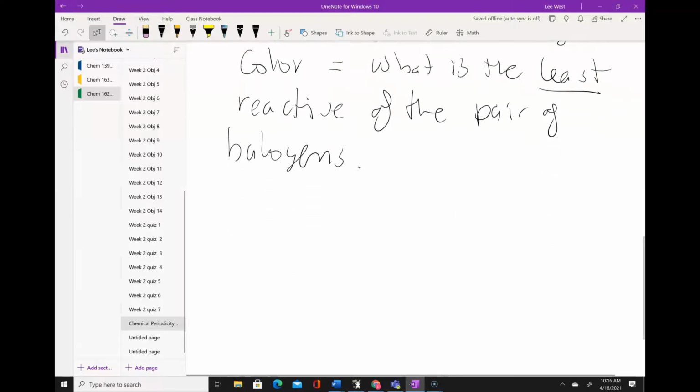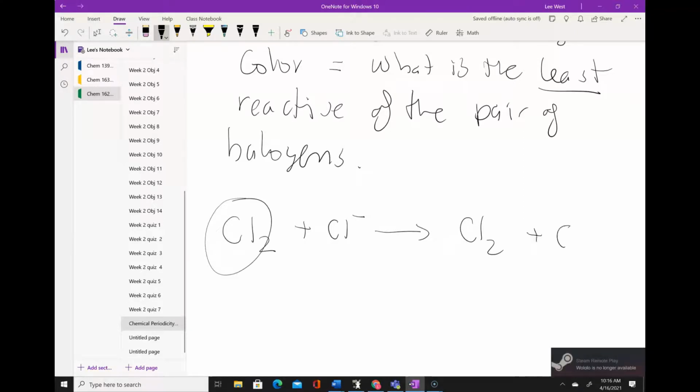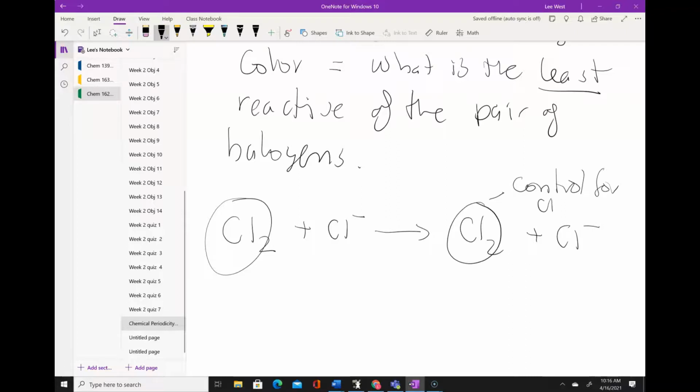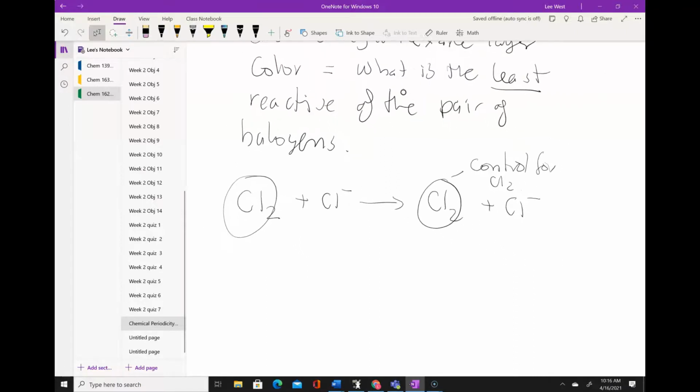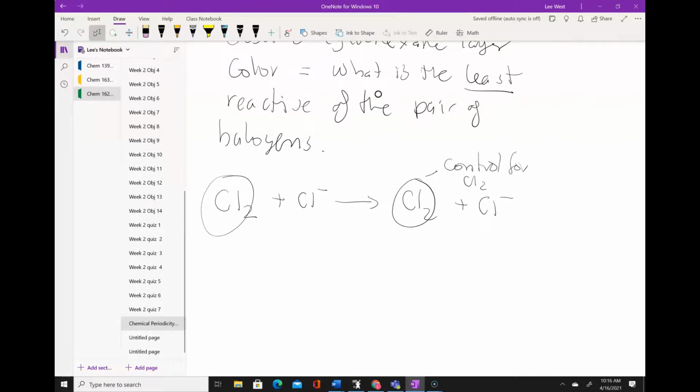Now, the first thing that we're going to do when we set this experiment up is run a few controls. We're going to take chlorine and combine it with chloride, and that's going to be just our control. The reason for doing that is we want to know the color. Obviously it's not going to do anything because you have two of the same halogen, but we want to observe that color. This is our control for chlorine. It's going to tell us what the color of chlorine is in cyclohexane.